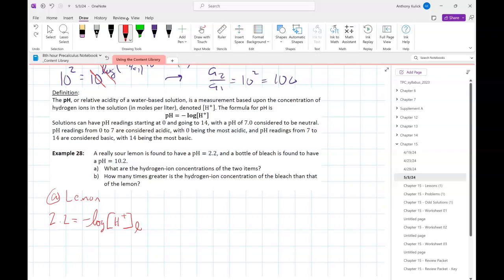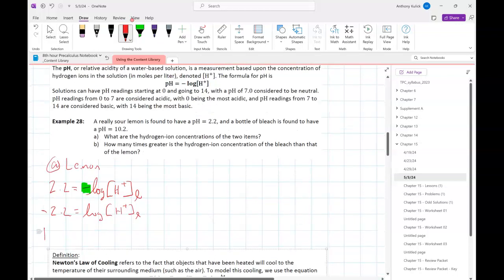We do need to divide by the negative, so by -1. You said 1, but in my head it was the negative. And then now we do the log base 10, so you have 10 to the negative 2.2 moles per liter.